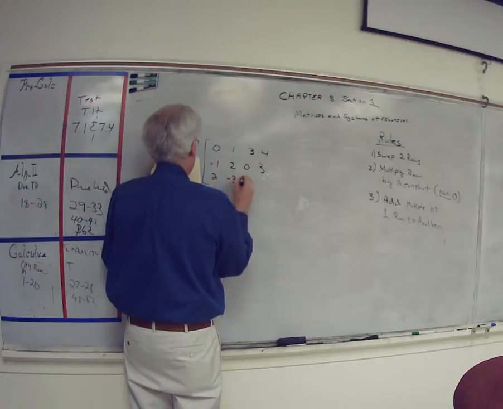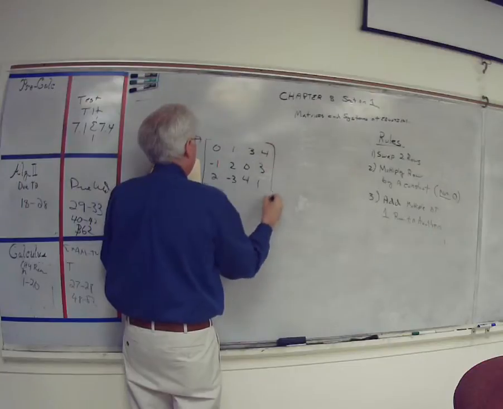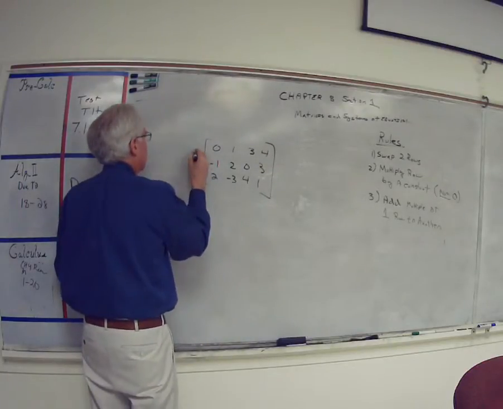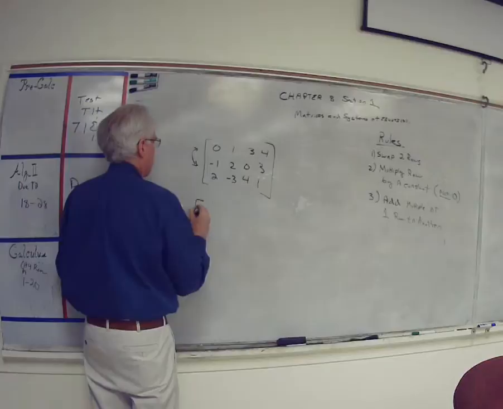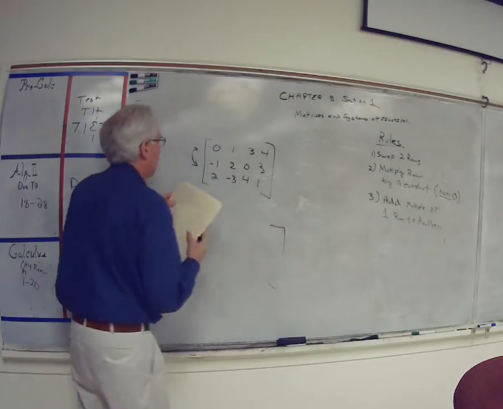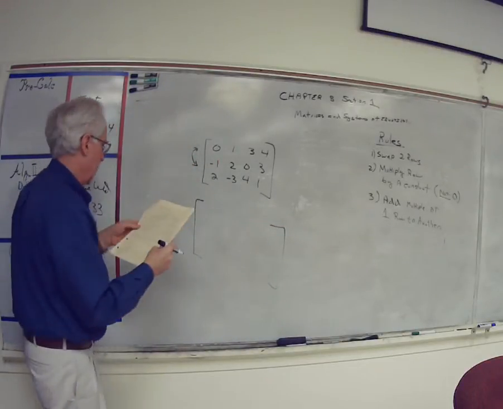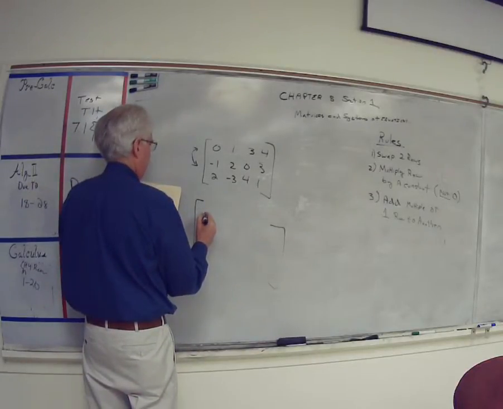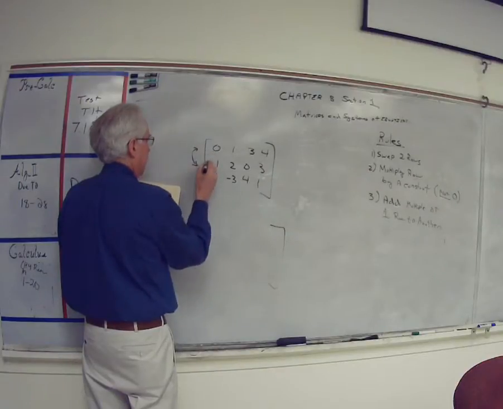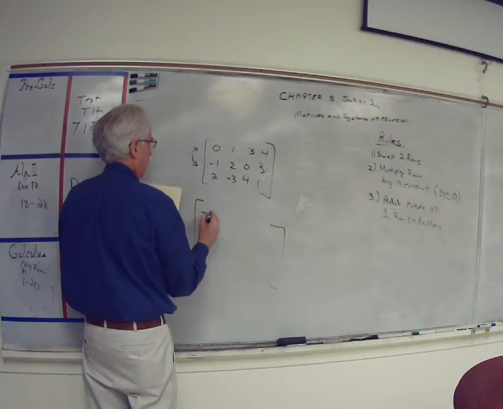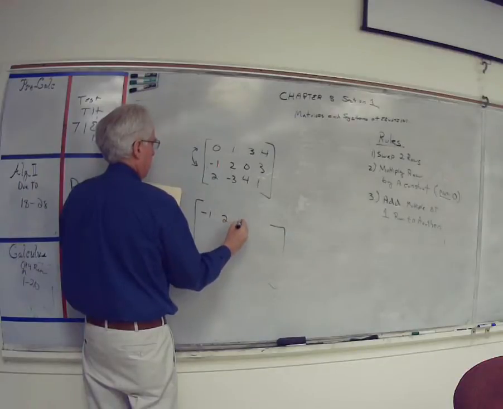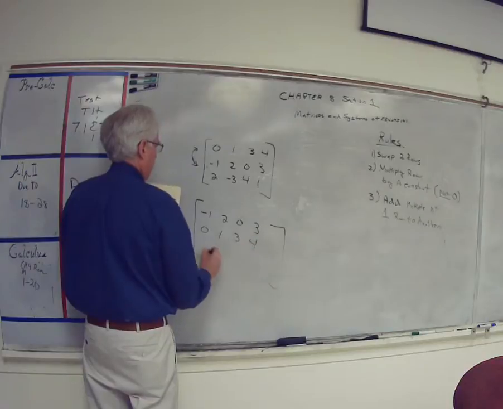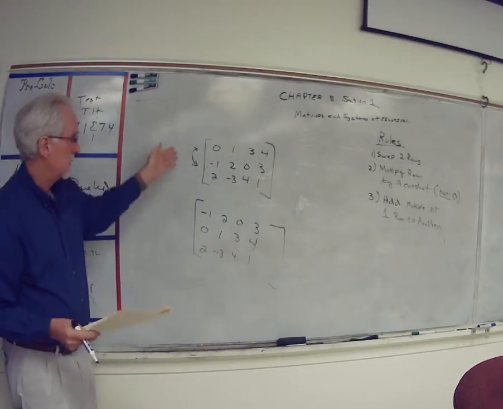So let's say I have 0, 1, 3, 4, minus 1, 2, 0, 3, 2, minus 3, 4, 1. Now, if I swapped those two rows, is that allowed? Yes. And what would I end up with? That one and that one. So you end up with negative 1, 2, 0, 3, and then 0, 1, 3, 4, 2, negative 3, 4, 1. Right? Those are equivalent.